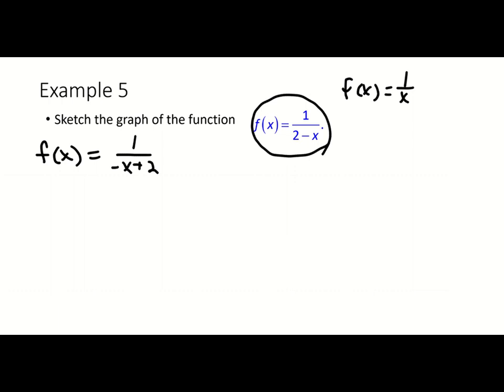Now, if they want us to describe a transformation, okay, horizontal shifts, what you look for first. Notice they've added 2 down here to the x. So that means because it's down here with the x and they've added 2, we are going to shift this graph 2 units to the left. So it will shift 2 units to the left.